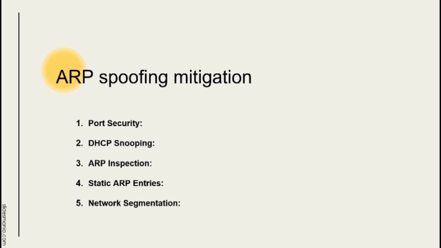And the last mitigation strategy is network segmentation. Network segmentation means segmenting a network using VLANs, which reduces the impact of ARP spoofing by confining it to isolated segments. So by implementing VLANs and applying ACLs, which are access control lists, to restrict inter-VLAN traffic, we can prevent ARP spoofing attacks from affecting other segments, thus ensuring overall network security.